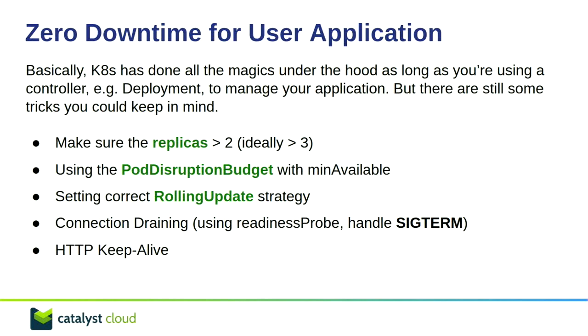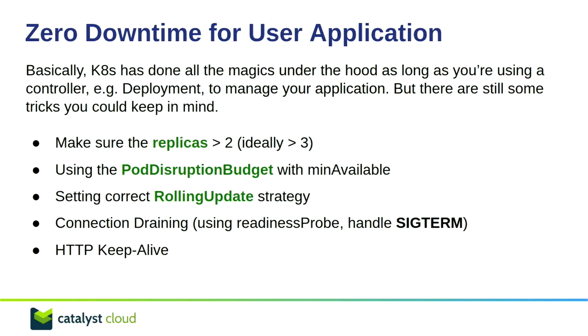That one can help you when you do a rolling upgrade for your Kubernetes cluster, say when you want to upgrade from version v1.14.3 to v1.15.6. With that, you can make sure at least one pod is still available to serve requests from your customer. This one is quite important. Another one is setting the correct rolling update strategy. And there are some other things you also need to pay attention to for your application: connection draining.